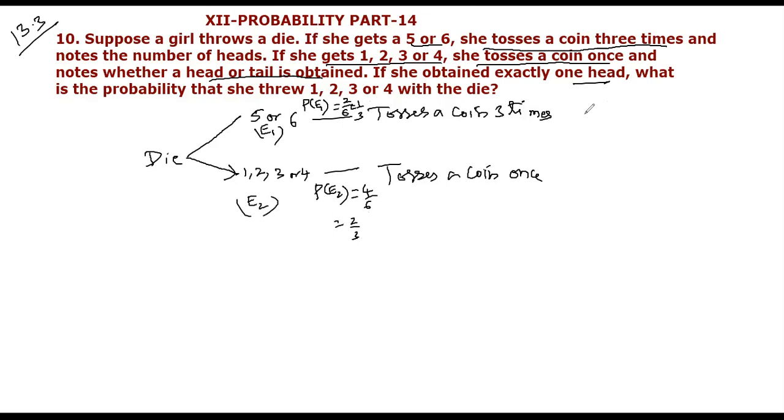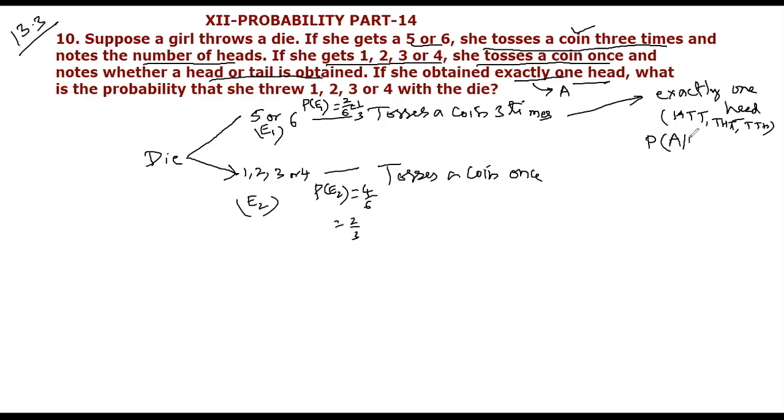Now tosses a coin 3 times and notes the number of heads. So find the probability of exactly one head. What are the conditions of getting exactly one head? Head, tail, tail; tail, head, tail; and tail, tail, head. These are the 3 conditions. So getting exactly one head is denoted by A. The probability of A when E1 has already happened is equal to 3 out of 8.